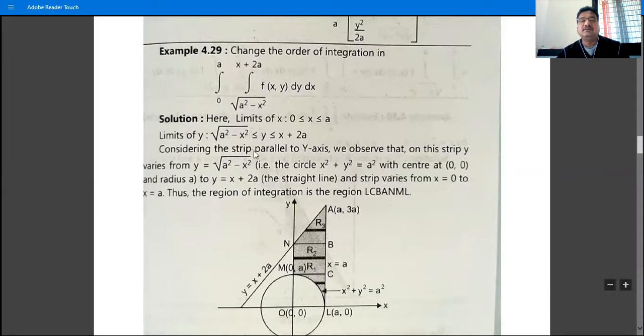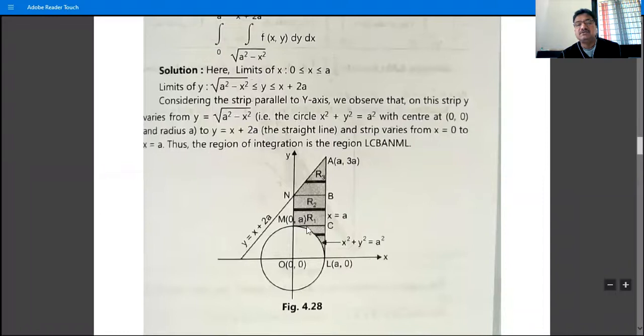So y is root a square minus x square. If you solve this, squaring both sides and simplifying, we have the equation x square plus y square is equal to a square. This is the equation of a circle with center 0, 0 and radius a. So first draw the circle with center 0, 0 and radius a. So this is the radius a.